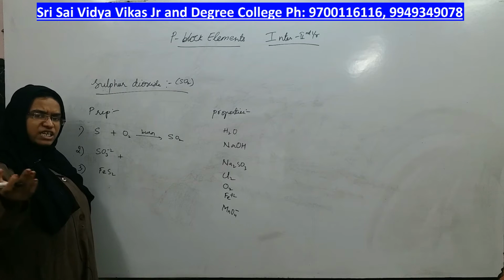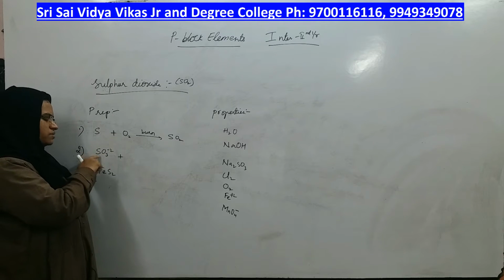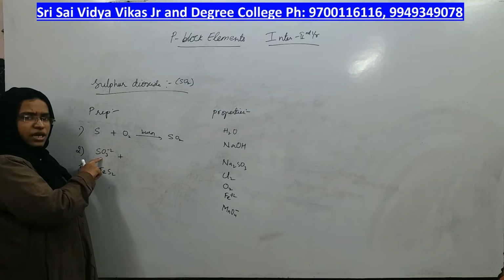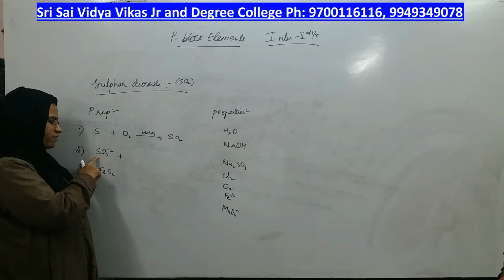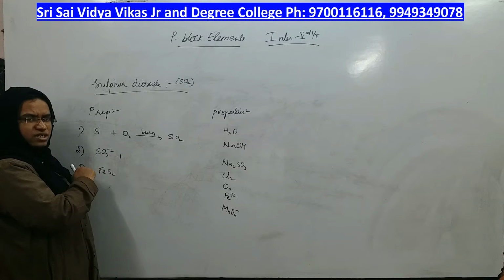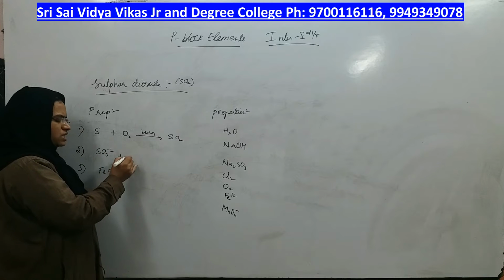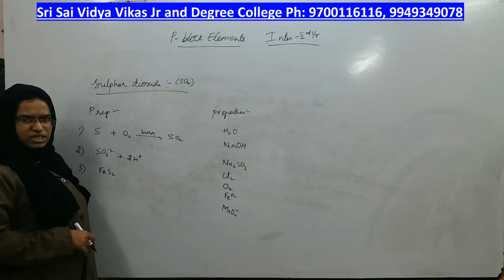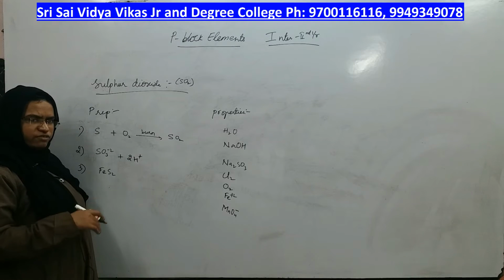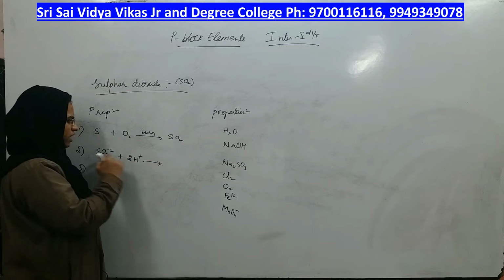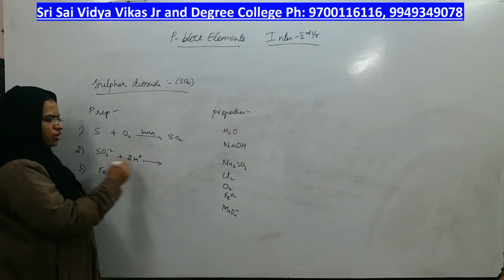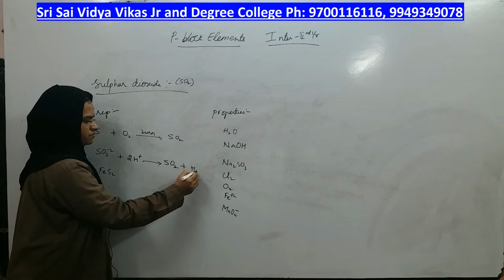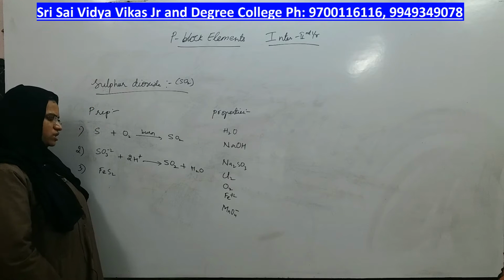If you have any salt of sulfite, sodium sulfite, potassium sulfite, zinc sulfite, copper sulfite, whatever sulfite I am taking, I am not taking sulfate. What is the formula of sulfite? SO3 2-. If I take the sulfite ion or any salt having sulfite and add any acid, all the acids like HCl, HNO3, H2SO4, all of them have H+ ions. If you add acid to the sulfite ion, you get sulfur dioxide and water.